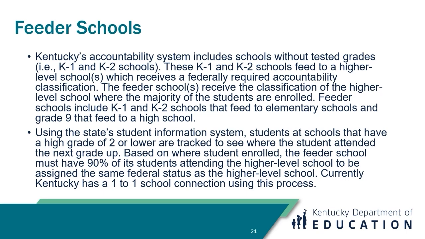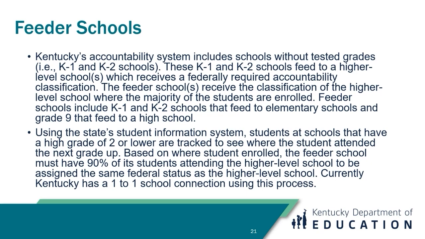This unique aspect in Kentucky's approach is that these feeder schools take on the accountability classification of the higher level schools where the majority of their students enroll. To give you a clearer picture, K1 and K2 schools primarily feed into elementary schools. There's also a similar pathway for ninth grade schools that predominantly feed into high schools. Now, someone might ask, how do we ensure this alignment and accountability? Here's where Kentucky's meticulous student information system comes into play. Through this system, we can track the journey of students from schools with a high grade of 2 or lower. We observe where these students move on to for their subsequent grades.